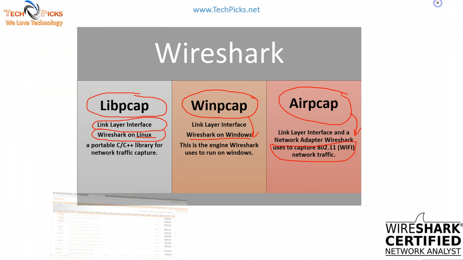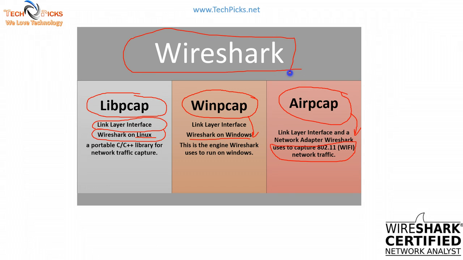All right, let me put this down. So here you go, I want to make sure you got this. With Wireshark, there are three important things you need to know. Libpcap is a link layer interface, and you use libpcap when you use Wireshark on Linux. If you're using Wireshark on Windows, like what I'm using right now, you are using WinPcap. And if you are doing wireless 802.11, you are using AirPcap. All right, let's go to the next slide.